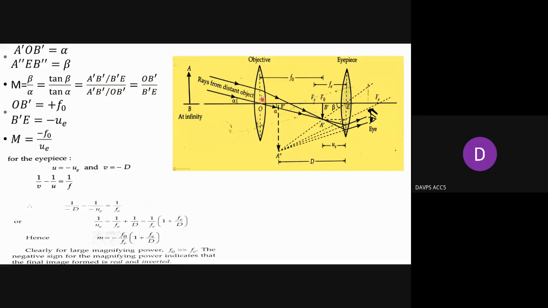And you must have seen here, as per the labelling, from here to here is the focal length of the objective, because if the light is coming from infinity, the image will be formed at the focus of the objective. From this point to this point is the focal length of the objective, and from this point to this point is called the focal length of the eye lens.